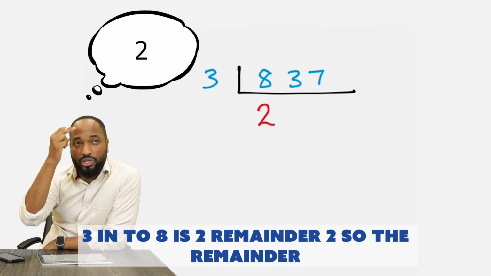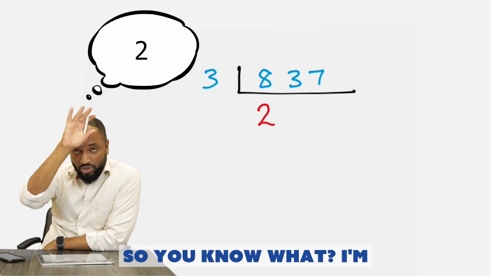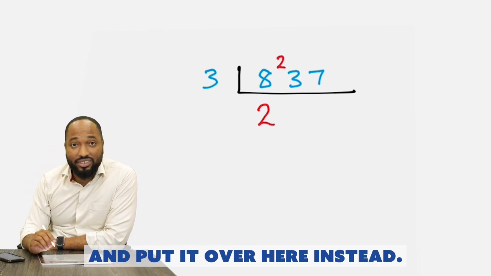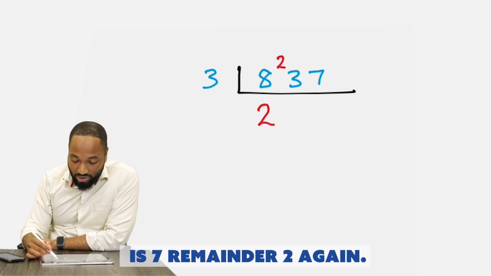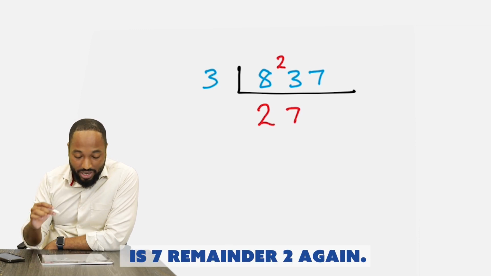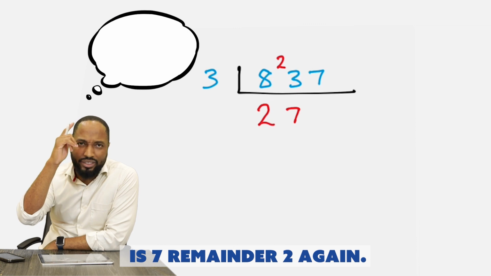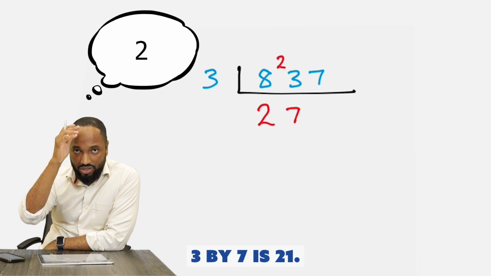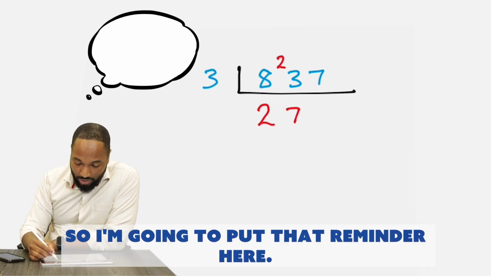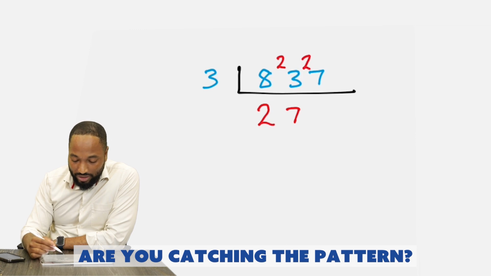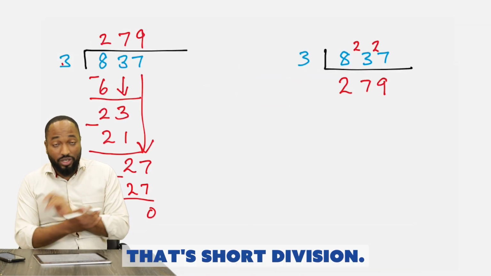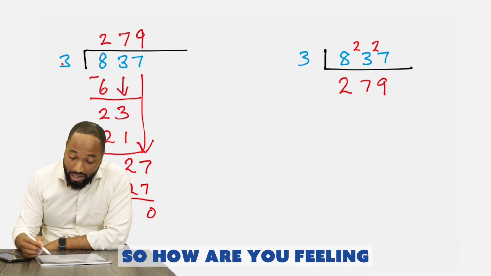When I say 3 into 8, I get 2, remainder 2. So the remainder is floating up there. So you know what? I'm going to take that 2 and put it over here instead. And now it's 3 into 23 is 7, remainder 2 again, because 3 by 7 is 21. There's the same remainder 2. So I'm going to put that remainder here. Are you catching the pattern? And now 3 can go into 27 9 times.